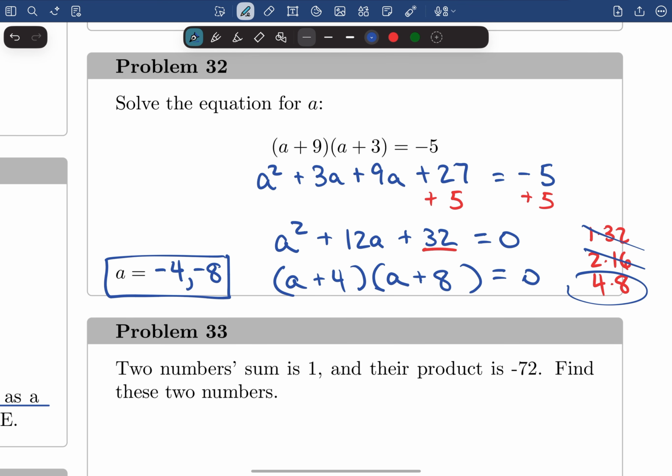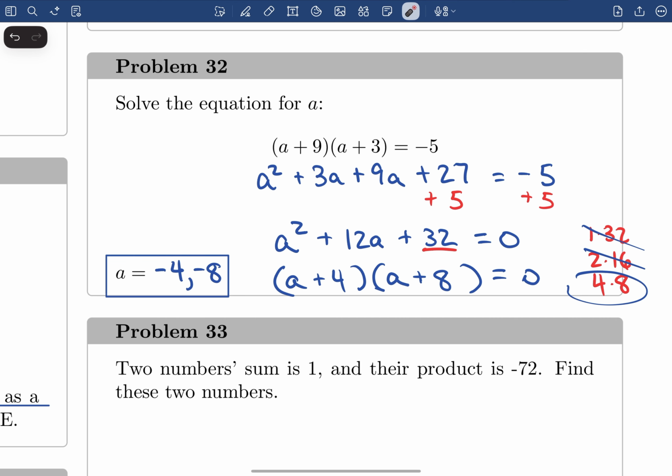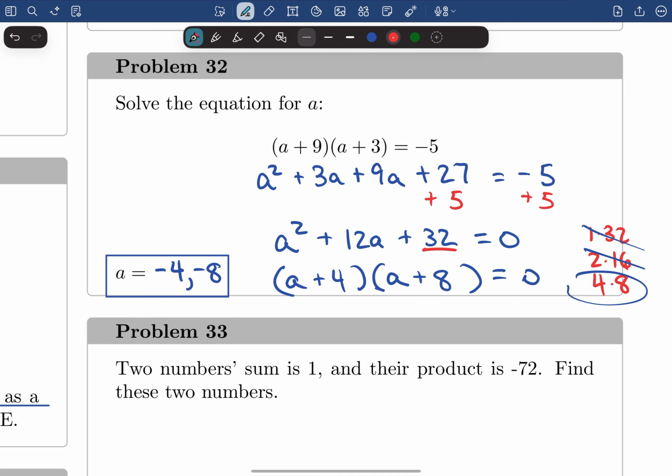And so why am I saying that those are the solutions? Because this a is -4. -4 plus 4 equals 0. And this a is -8. -8 plus 8 equals 0. Okay? And you could even set these pieces equal to 0 and solve for a. It's very simple, right? Like really fast. I could be like, okay, prove it. A plus 4 equals 0. So subtract 4 to the other side, and you find a equals -4. And then you have a plus 8 equals 0. And subtract 8 to the other side, and you find a equals -8. There you go. You have found the solutions explicitly.